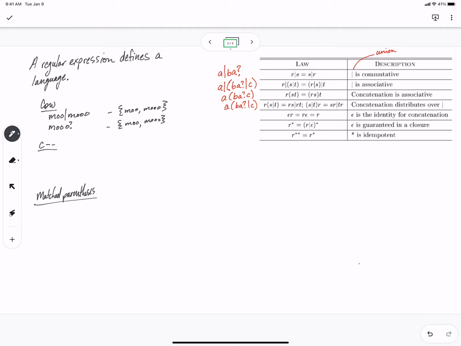Okay, another language might be, for a cow, M-O plus, which would be M-O, remember plus means one or more: mo, moo, mooo, moooo, and so on.